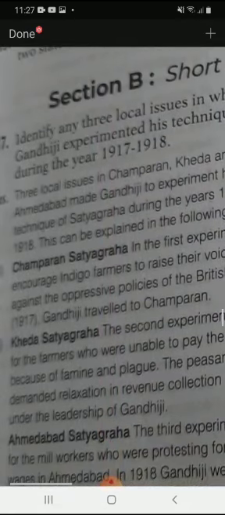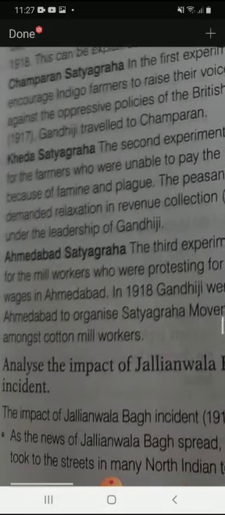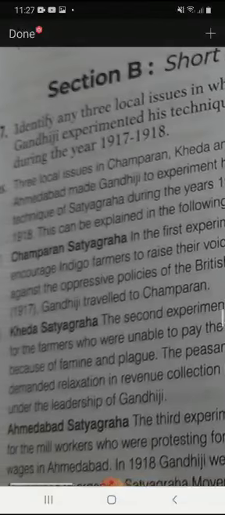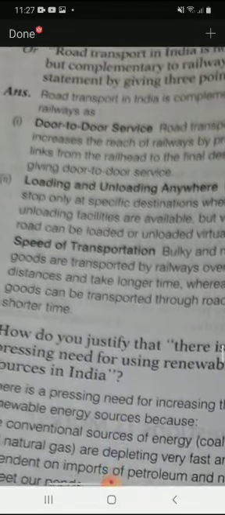Now these are the three movements: Champaran Satyagraha, Kheda Satyagraha and Ahmedabad Satyagraha. So you know that Kheda Satyagraha was the second experiment. The question is, identify any three local issues in which Gandhiji experimented with his technique during the year. We have already done this sample paper in the class. This is the revision process that is going on. So please read it carefully.